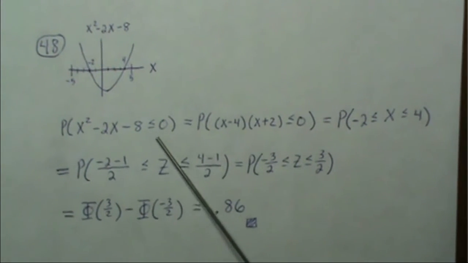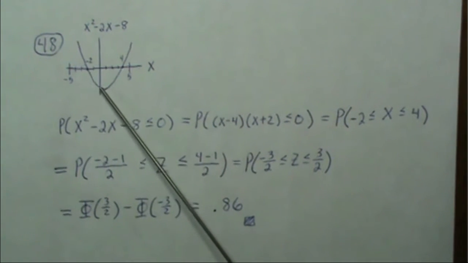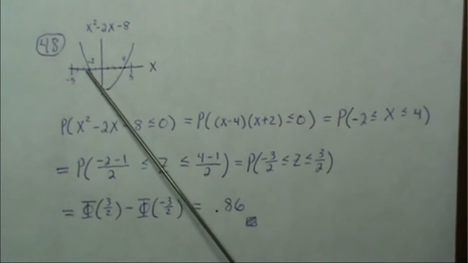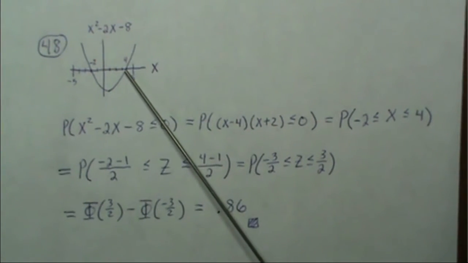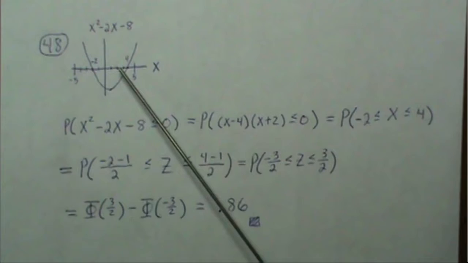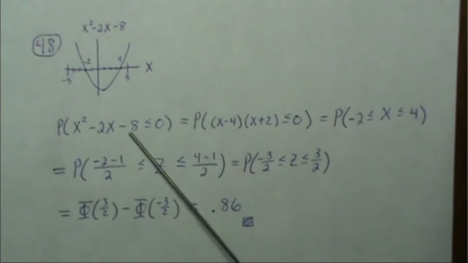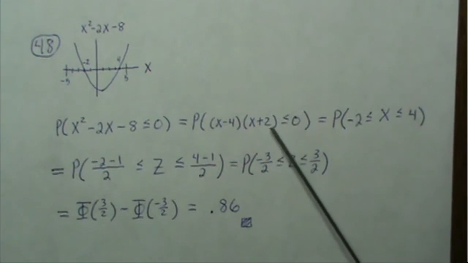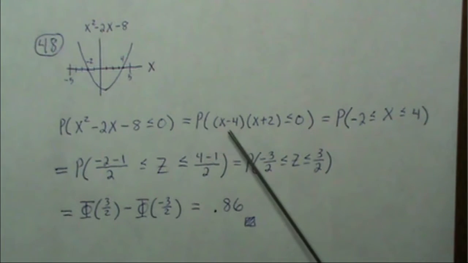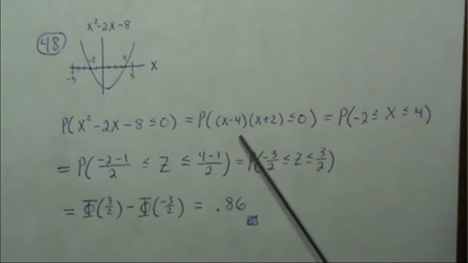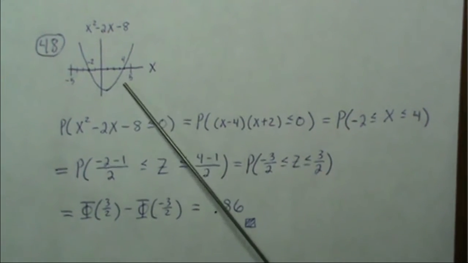And so here I take the 8 over. If we were to graph this, it looks like this. So where is this function negative? It's negative between minus 2 and 4. So we really need to find the probability that x is between minus 2 and 4, but we're going to show that algebraically. So we have this, and then this factors into this, and the only way that this is less than 0 is that one of these is positive and one is negative, and that only occurs between -2 and 4, which is what our graph indicates.